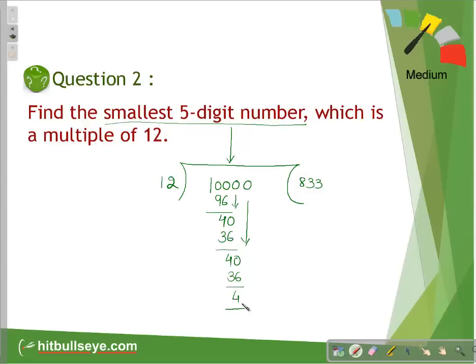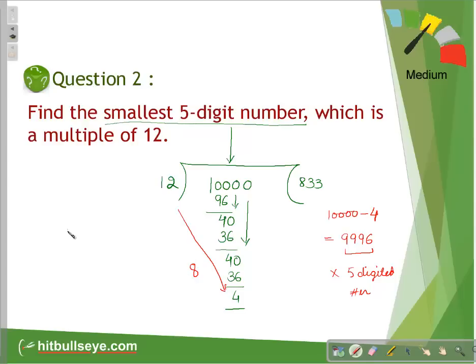So we are getting 4 as the remainder. Now if we subtract 4 from 10,000, I get 9,996. This is not a 5-digit number, but in question we need a 5-digit number. So we can do one more thing. What is the difference here? That is 8. Either you can subtract 4 from 10,000 or you can add this difference to 10,000.